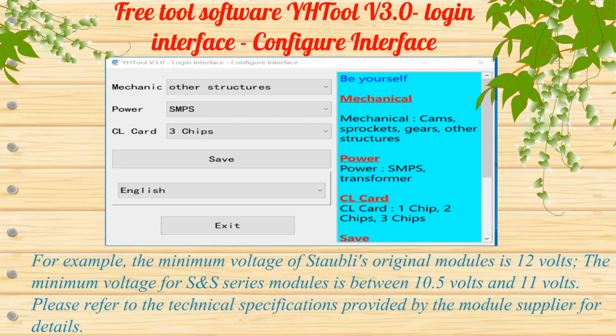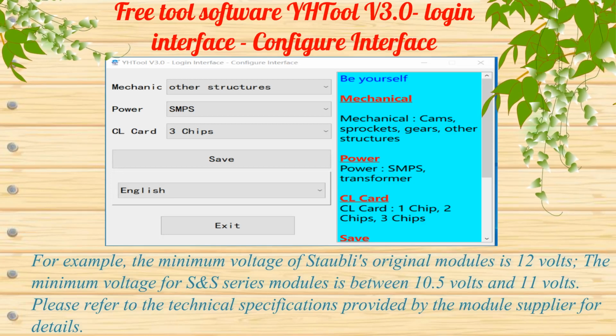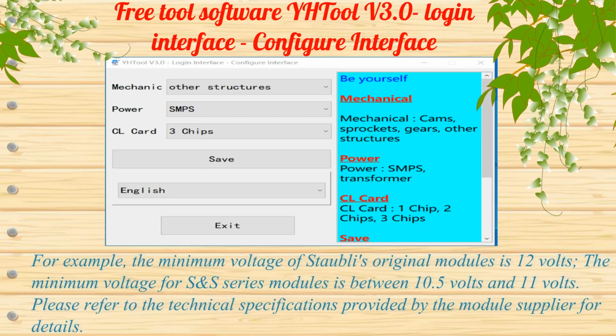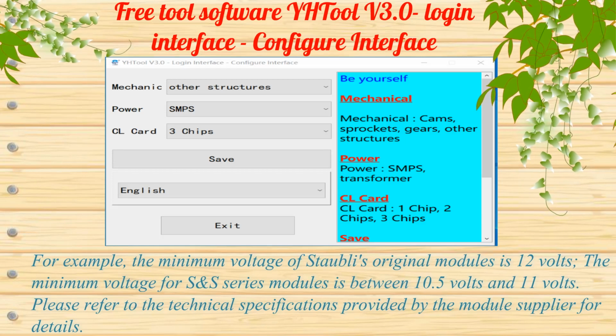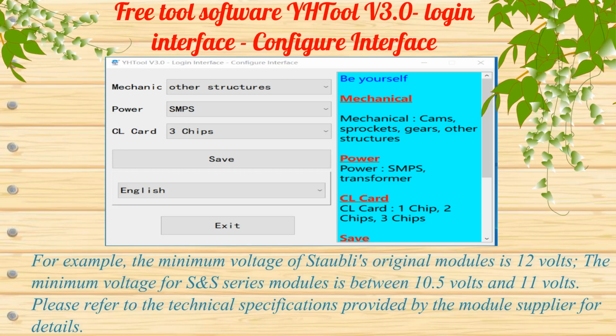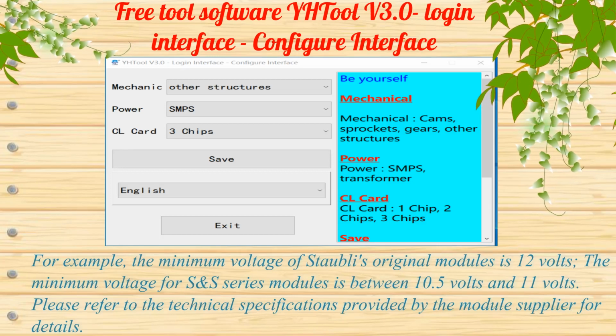For example, the minimum voltage of Stogle's original modules is 12 volts. The minimum voltage for SS series modules is between 10.5 volts and 11 volts. Please refer to the technical specifications provided by the module supplier for details.